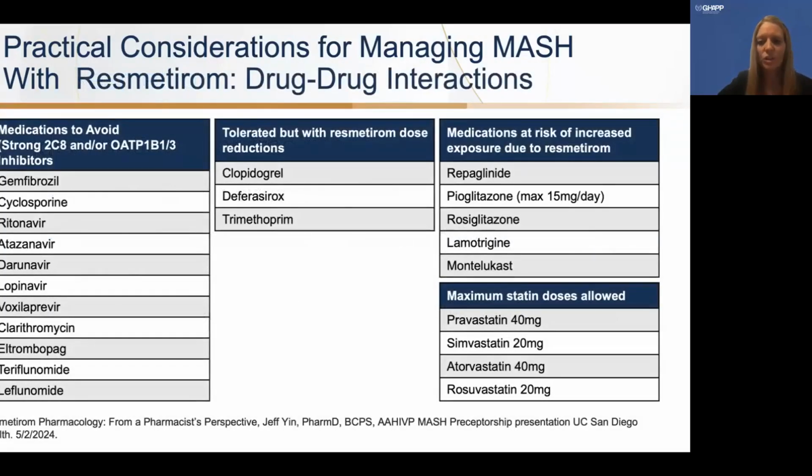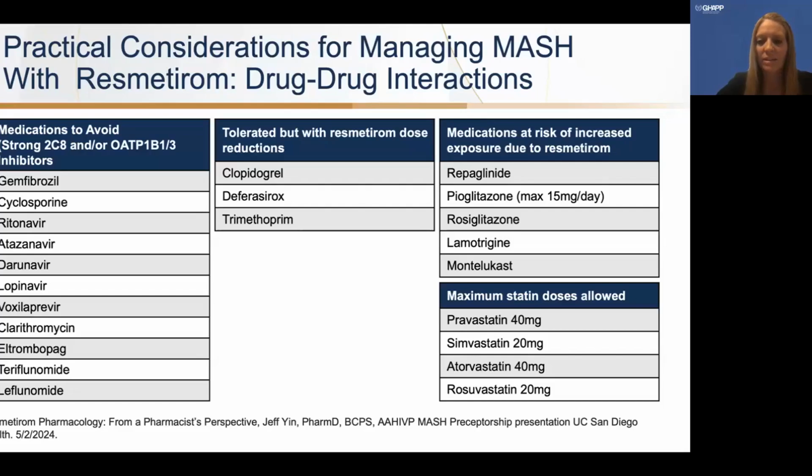Additional considerations are drug-drug interactions. So the medications are divided out here. You can see the different categories. There's medications to avoid on the left here that should not be administered with resmetirom. We have in the middle medications that are tolerated, but they need a resmetirom dose reduction. On the right, we have medications at increased risk of exposure due to resmetirom. So these medications need to have a reduced dosage. And you'll see here is Pioglitazone, when we just discussed that one is a max of 15 milligrams.